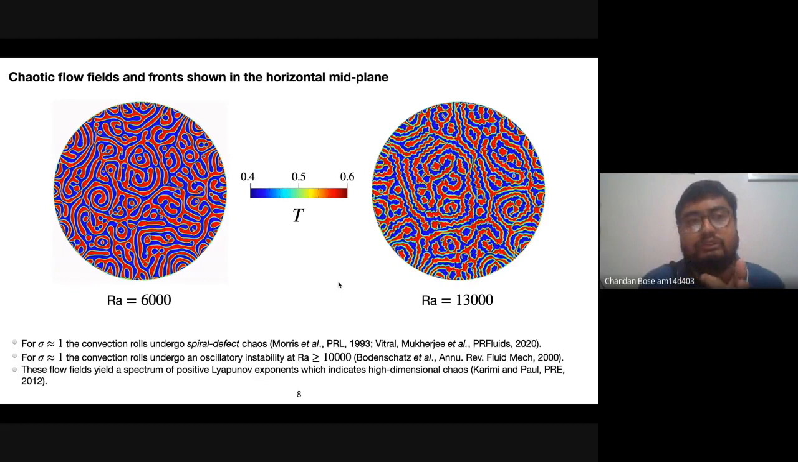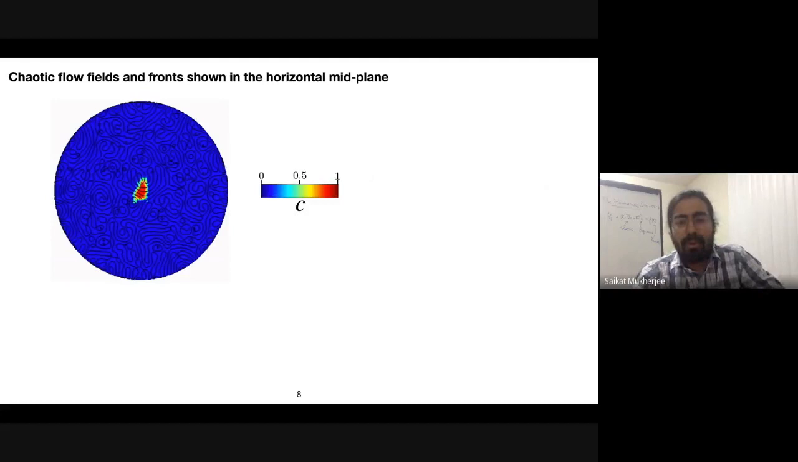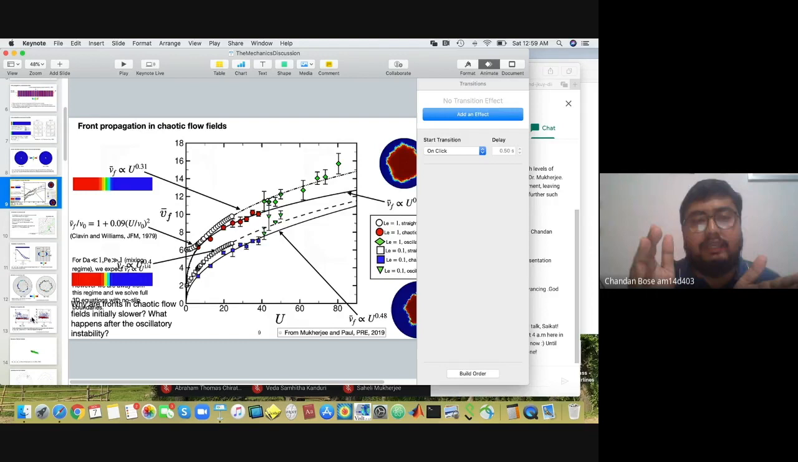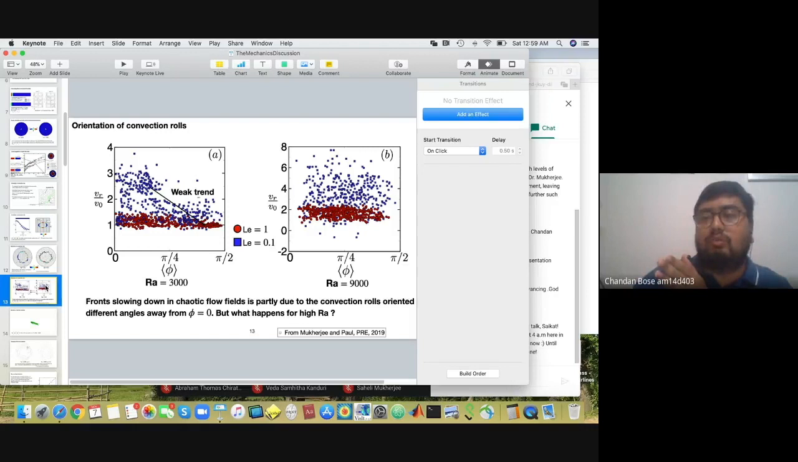So another question which I had, and Vignesh asked in the chat box: you showed that for a certain scenario, after the chaotic window there is an oscillatory instability, right? Does this oscillatory instability bring back chaos, or is chaos no longer observed after that? No, the oscillatory instability is still chaotic.